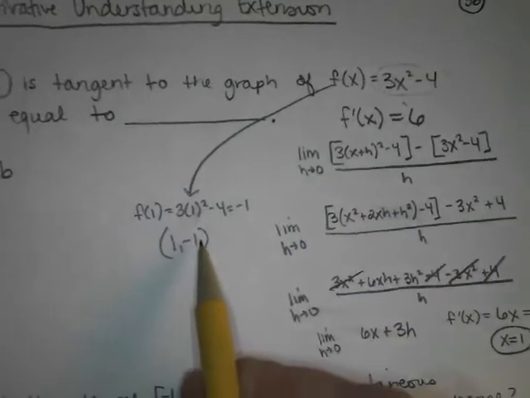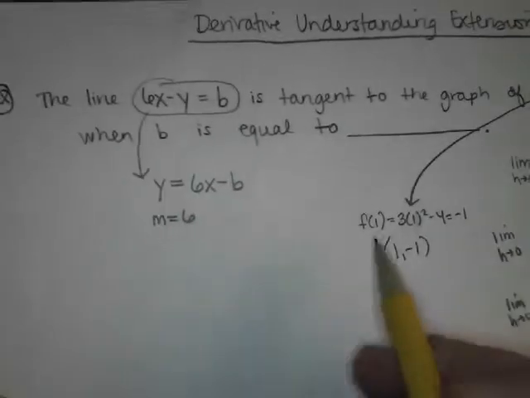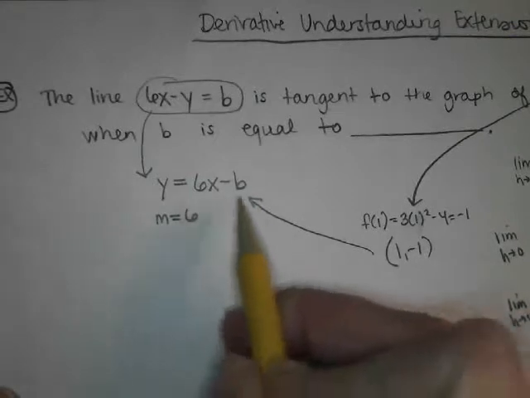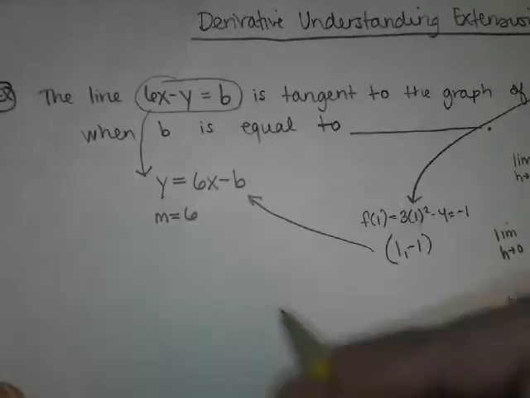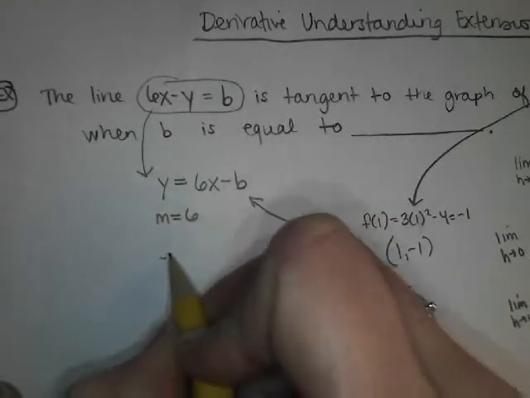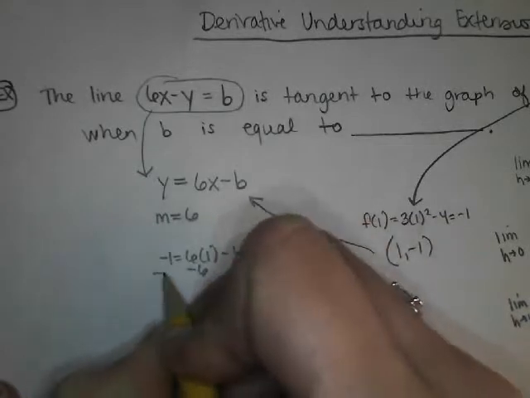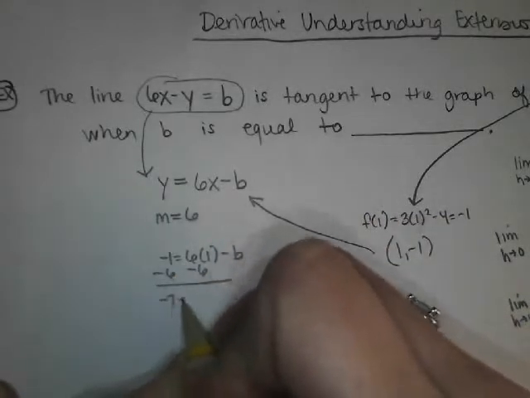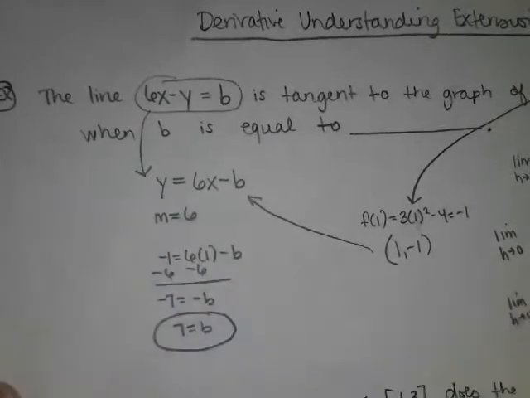That point is on your parabola, but that point is also on your tangent line. So if you know that that point is on your tangent line, you're going to bring it over to your tangent line, plug it in, and find B. So we have -1 equals 6 times 1 minus B. Subtract your 6 from both sides. -7 equals -B, so 7 equals B. And you're done.